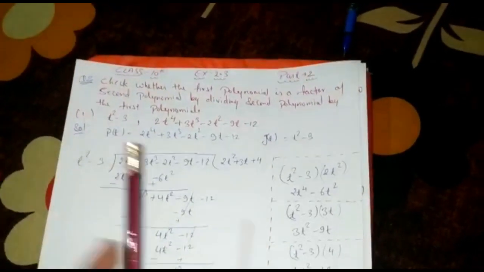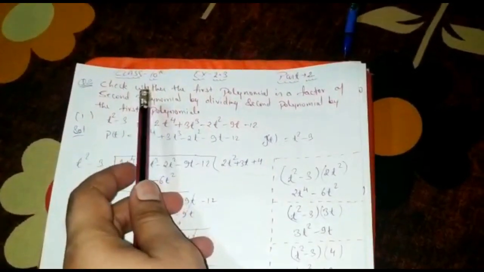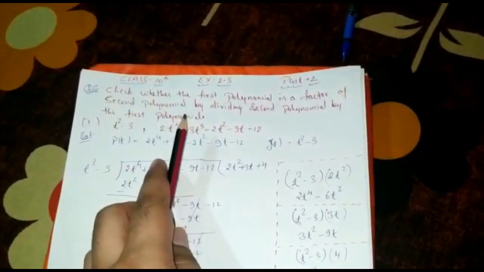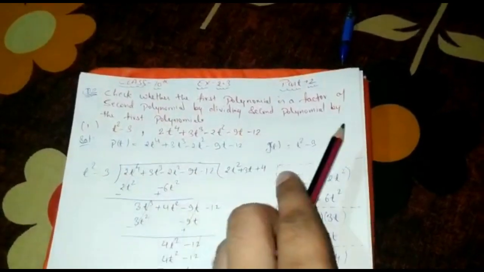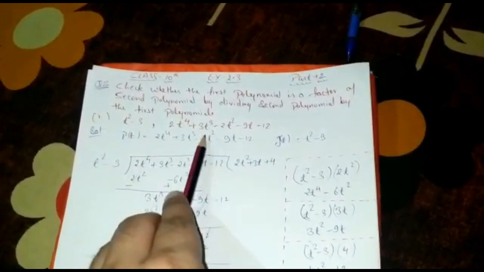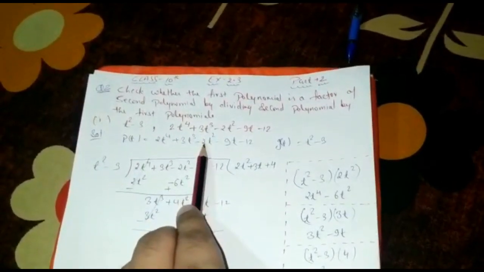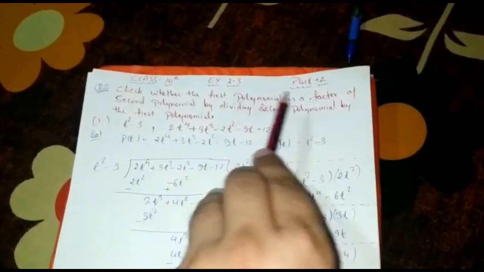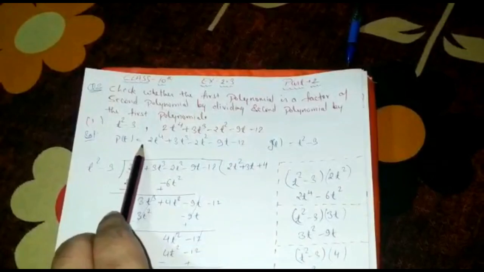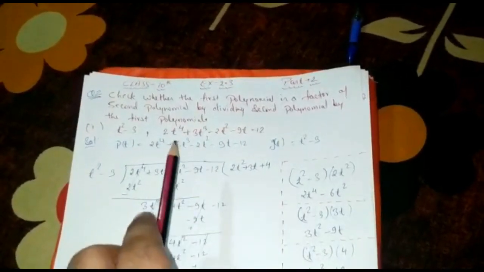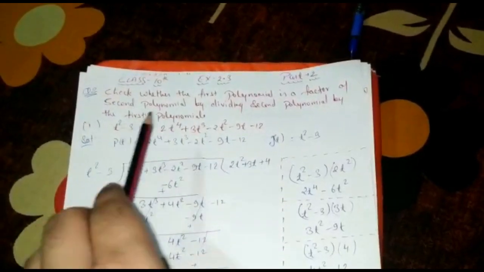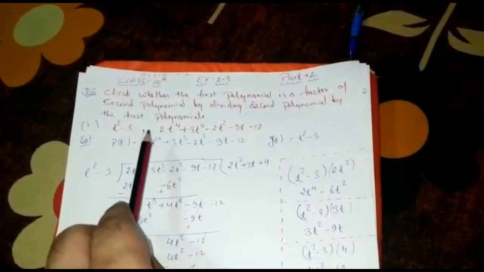Hello students, we are discussing exercise 2.3 of class 10th part 2. Here we have the second question. Check whether the first polynomial is a factor of the second polynomial by dividing the second polynomial by the first polynomial. Here in this type of question we have two polynomials, first and second. We have to check whether the first polynomial is a factor of the second polynomial by dividing the second polynomial by the first polynomial. So in this type of question, what we have to do is divide the second polynomial by the first polynomial.